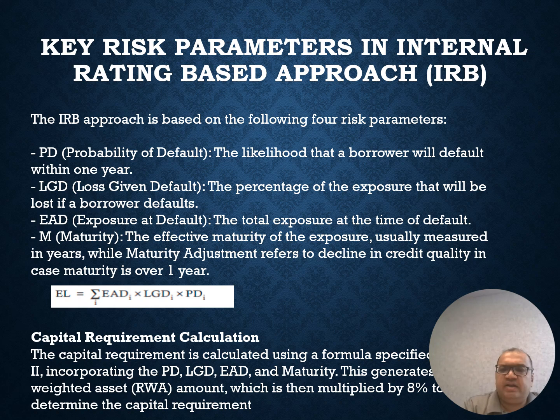In this, you net any tangible collateral which you can recover, and any other way you can recover. Exposure at default is the total exposure at the time of default. Basically, I will give you an example which will clarify this matter.